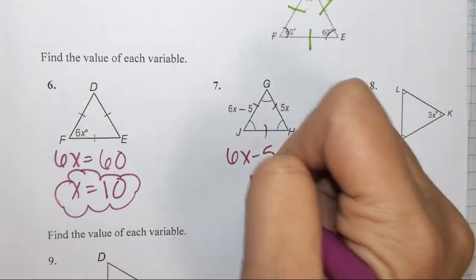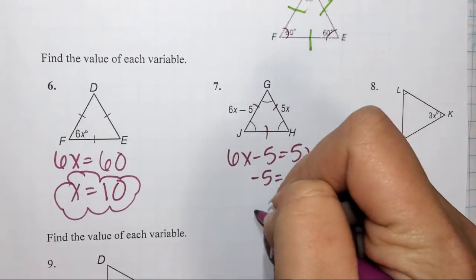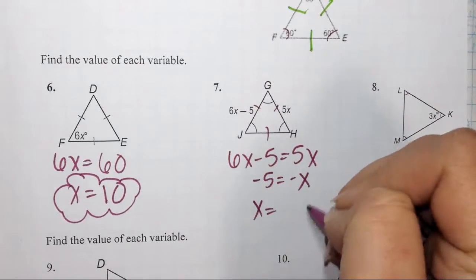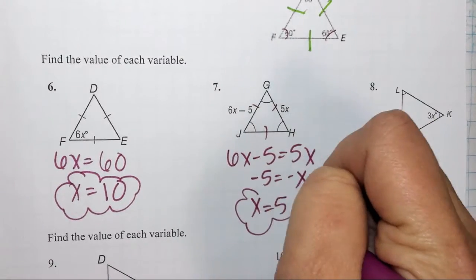All right, now what do we do? Subtract 6x, and I get negative 5 equals negative x. So what does x equal? 5. Please do number 8 without me.